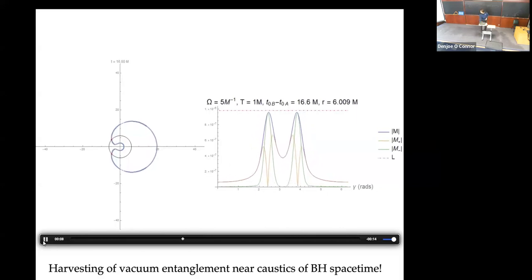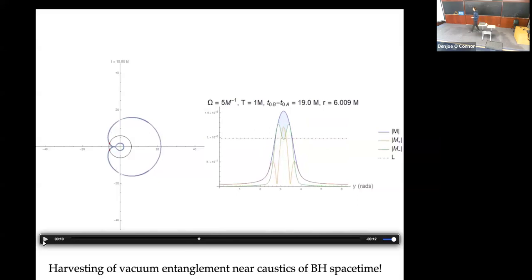In here, it's just gone a little bit after the caustic, but in here, M plus dominates. So there is harvesting of entanglement by the detectors from the field at caustic points. And this comes from the principal value distribution, the 1 over sigma, the change in the singularity structure of the Green function.